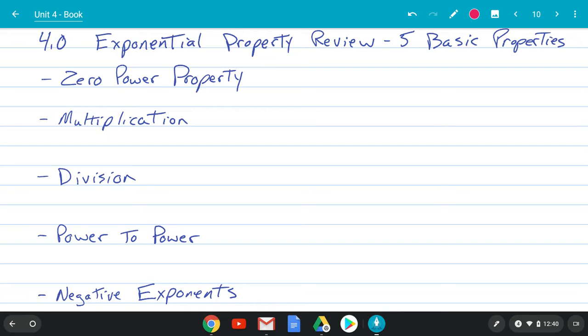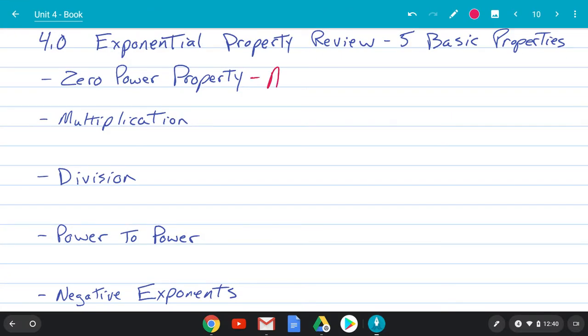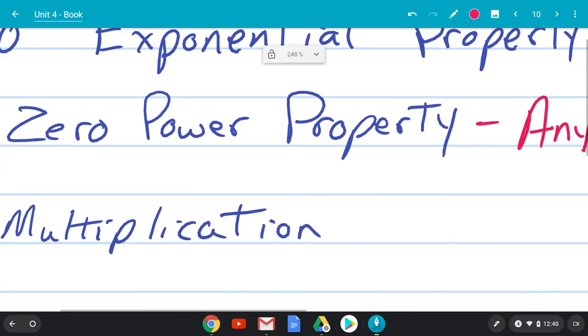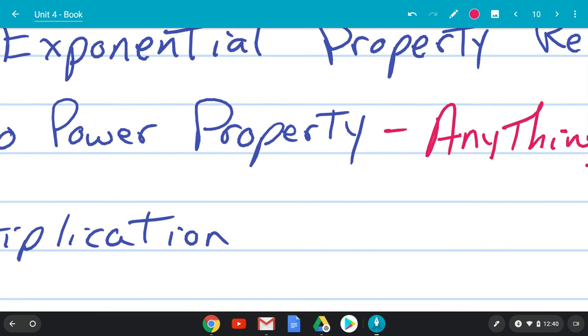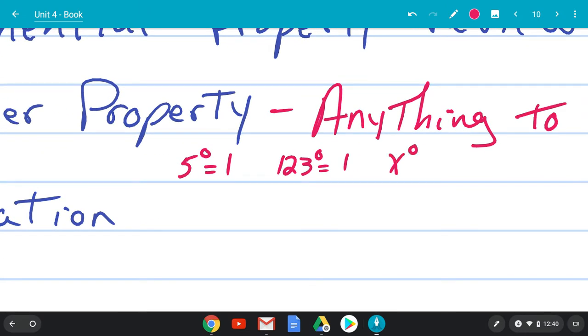Let's start with the first one, the zero power property. The zero power property says anything to the 0 power equals 1. So I'm going to jump in here and give you several examples. Let's say I have 5 to the 0 power. What does that equal? 1. How about 123 to the 0 power? What does that equal? 1. How about x to the 0 power? What does that equal? 1.